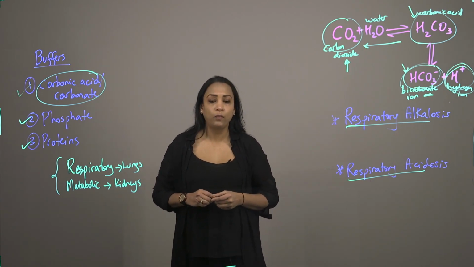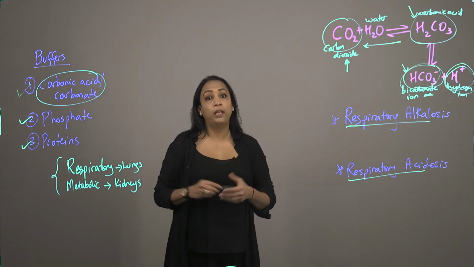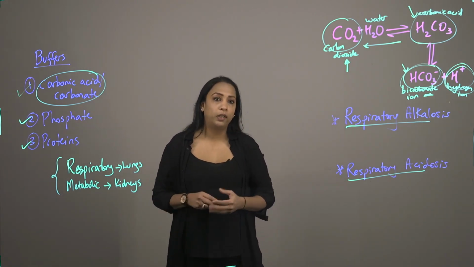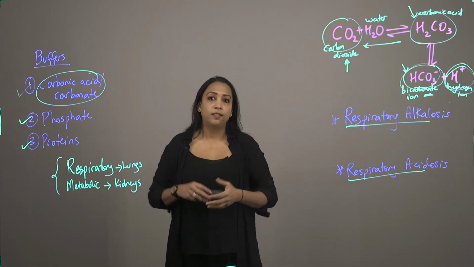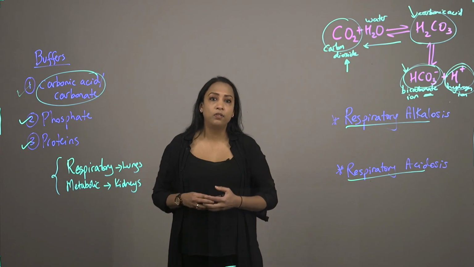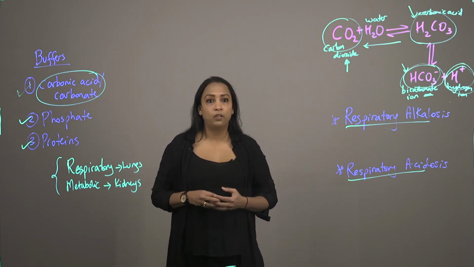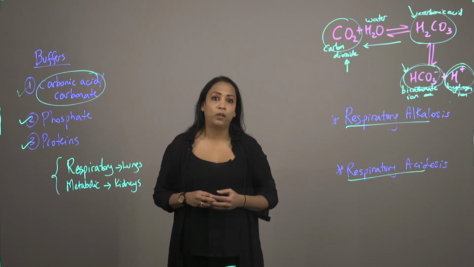So I hope that you now have a better understanding of what pH is, the formula that we can use to calculate it, the scale that we use, 1 to 14, the pH of common everyday solutions, and the role that buffers play in the maintenance of pH or homeostasis in our bodies.